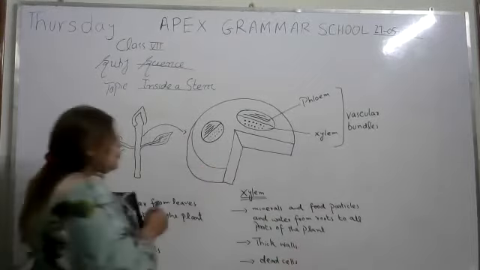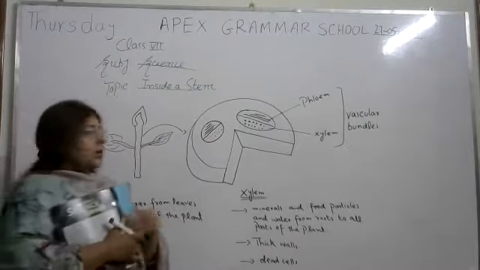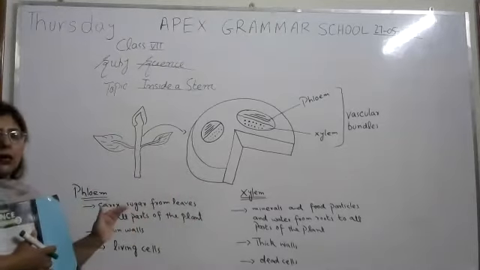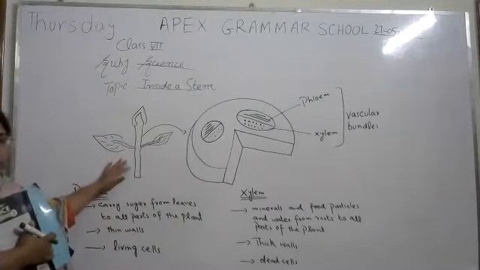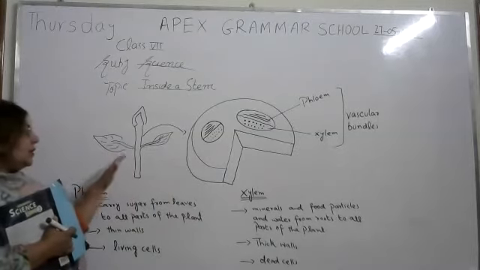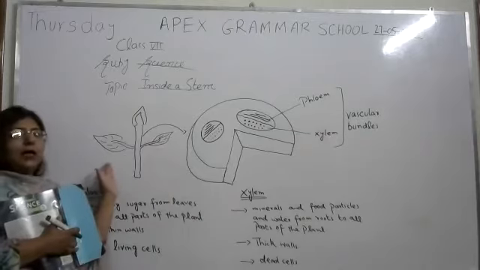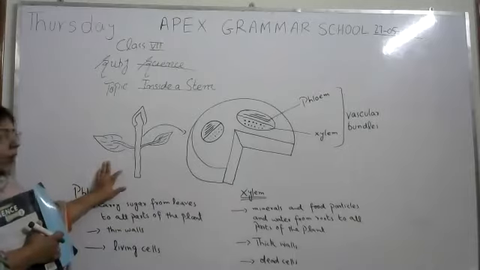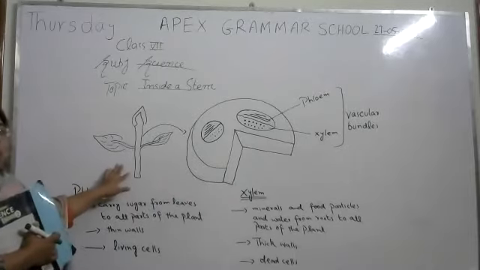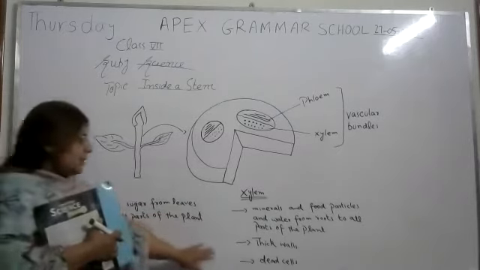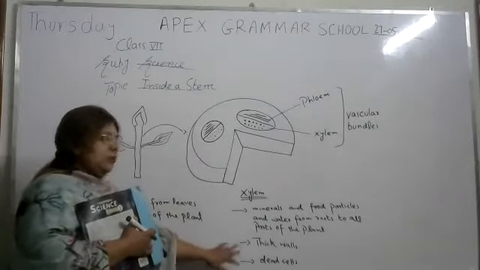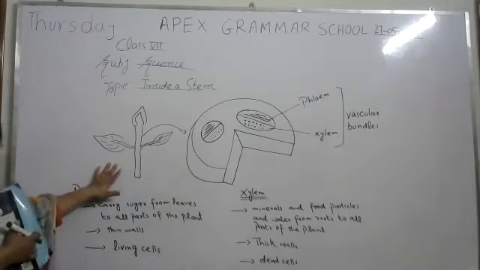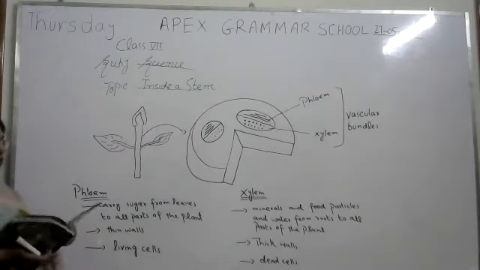Now the question is, why do xylem tissues have thick walls? Xylem tissues have thick walls because they have to support the plant. They have to support the stem. Small plants have stems, and when they grow into a big tree, the stem changes into bark. So bark or stem is mostly made by xylem tissue. That's why all xylem cells have thick walls, which support the stem and the bark of the tree. Okay, so this was the introduction of a stem.